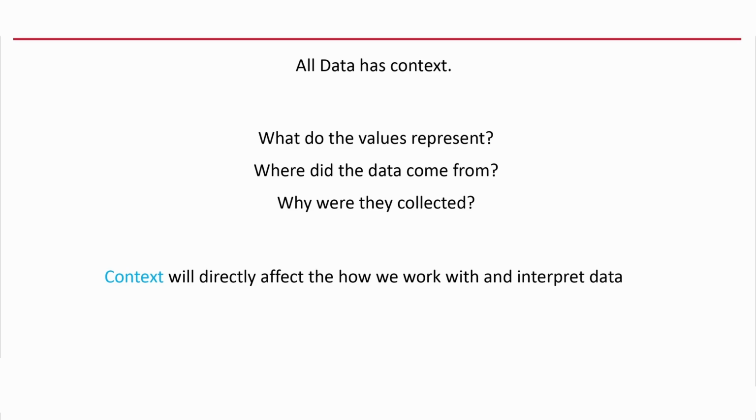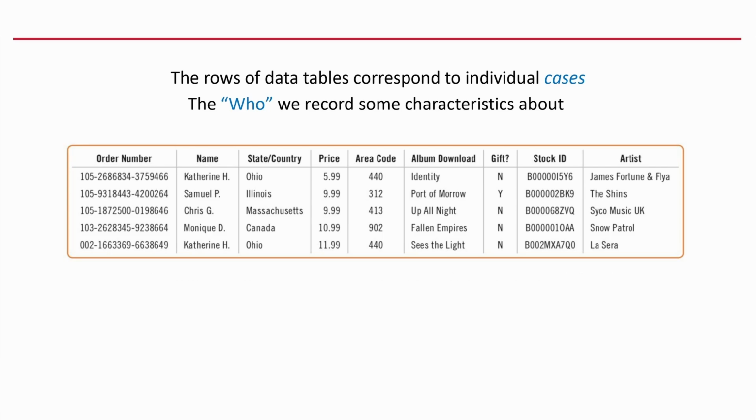Now, data is the numbers and labels that we record, but all data also comes with context, and that context is just as important or sometimes more important than the numbers and labels themselves. Things like, what do the values and labels represent, where do they come from, and how they were collected. The answers to these questions usually determine how useful the data is, how we can use the data, or even what kind of questions we can answer.